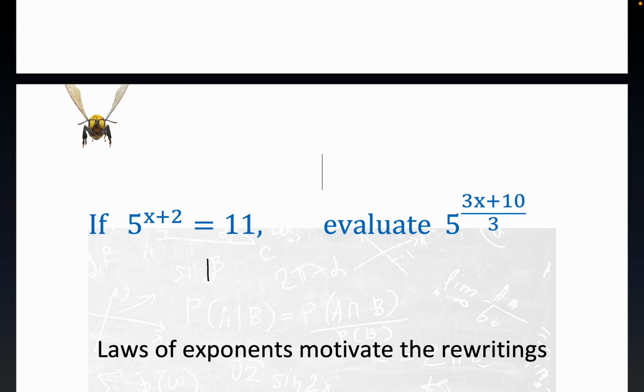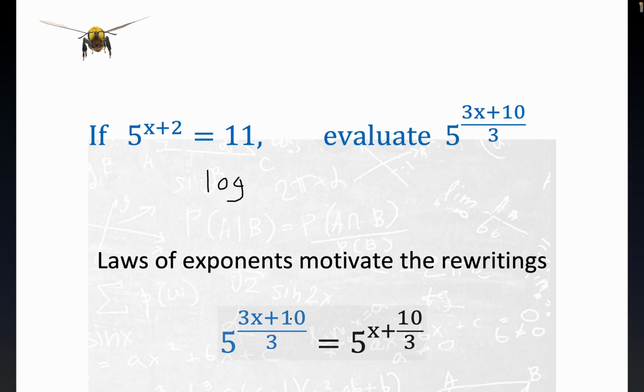We could use logarithm functions to solve this problem with an initial condition, but I'm going to look for a more direct approach. We're given that 5 raised to the x plus 2 is equal to 11. And again, you use logs to directly find x and then just substitute over here. But there's a way to do this just based on laws of exponents, which isn't surprising. So let's take a look at that approach.